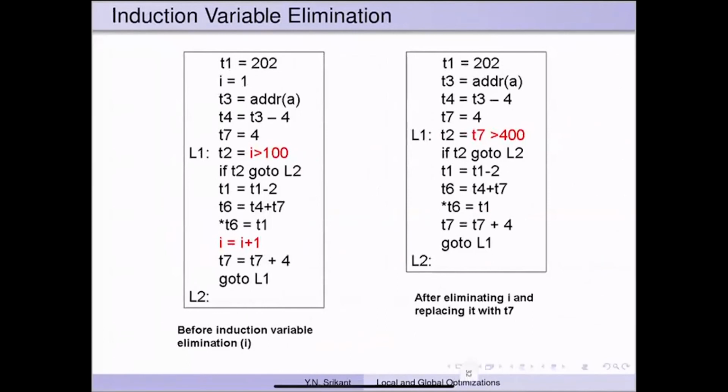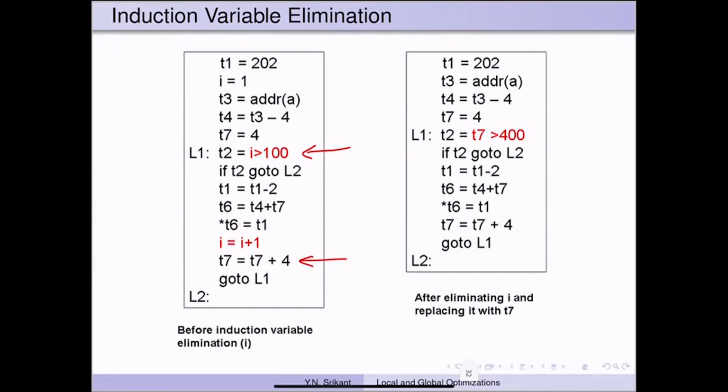Then the third one, which changes the landscape of a program, is known as induction variable elimination. So, for example, in this program, we are using the variable I, which controls the loop. But then, when we did this strength reduction, we also introduced the new variable T7.